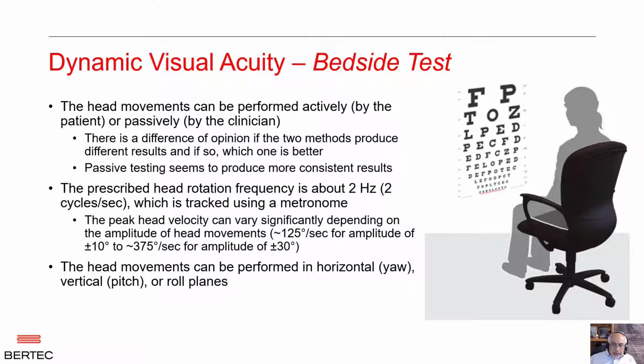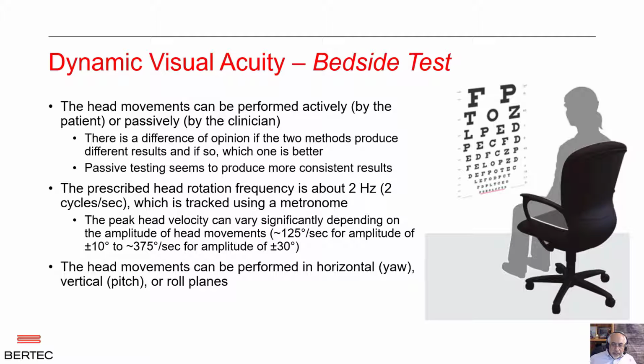The problem is that the input to the vestibular system is the head velocity and not the frequency. So the peak velocity can vary significantly depending on the amplitude of the head movements. For example, if I move my head at about plus minus 10 degrees, the peak velocity is about 125 degrees per second. If I move my head at plus minus 30 degrees, the peak velocity is closer to 375 degrees per second. And that's one of the issues with the bedside testing because we do not have full control of the head velocity.